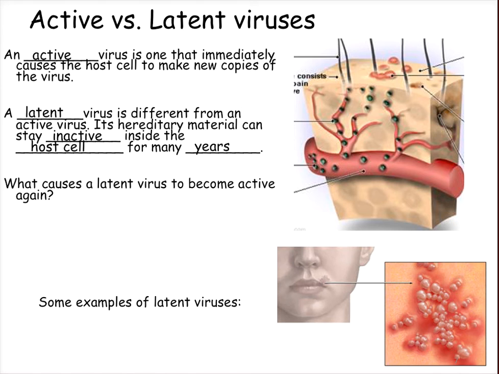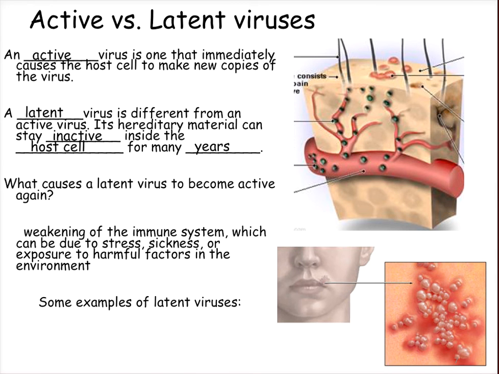So, what causes a latent virus to become active again? A latent virus will become active in any situation in which the body's immune system is weakened. Some common factors which can weaken the immune system are stress, sickness, and exposure to harmful chemicals in the environment. Wow, sorry about the poor underlining here.